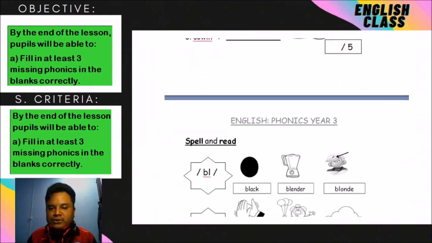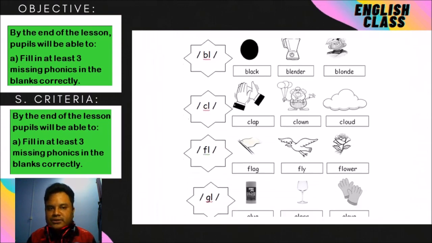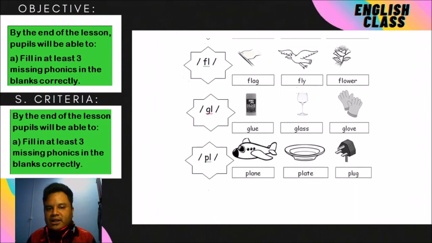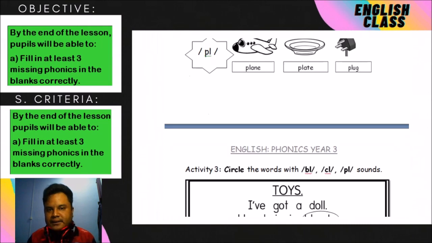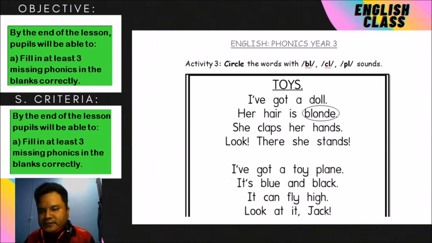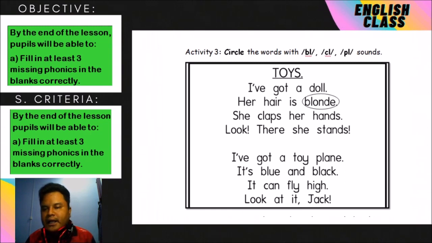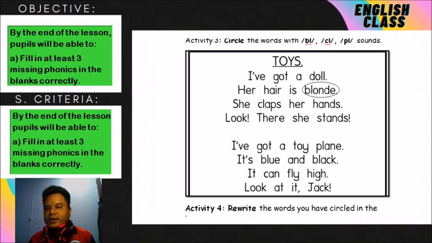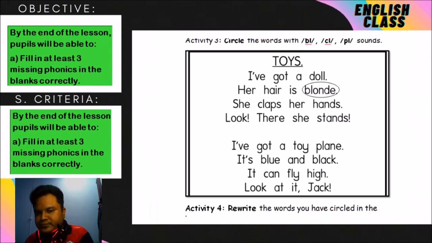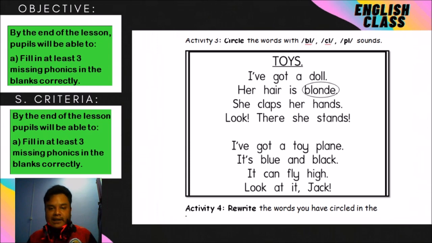Now, these are the notes that I am giving you inside the module as well. Okay, they are b, k, f, g, and p. Okay? Next, look at activity 3. Circle the words with b, k, and p sounds. Bulatkan perkataan yang bermula dengan b, k, dan p. Okay, look at that song. Tengok lagu dekat bawah tu. And circle the words that has the b, k, and p sound. I've given you the example, like the word blonde. Started with b. Okay, and that is only one word. Find the other words in that song.